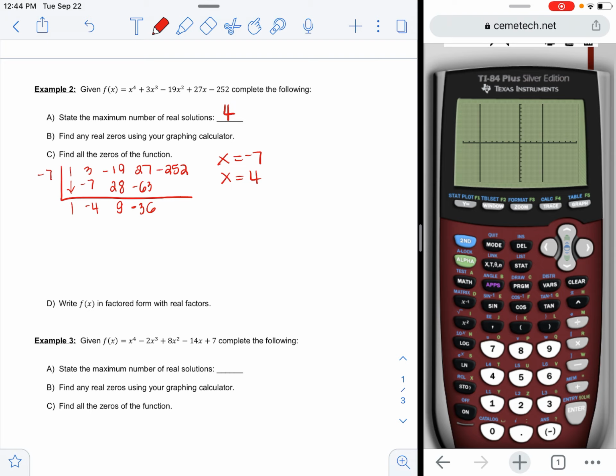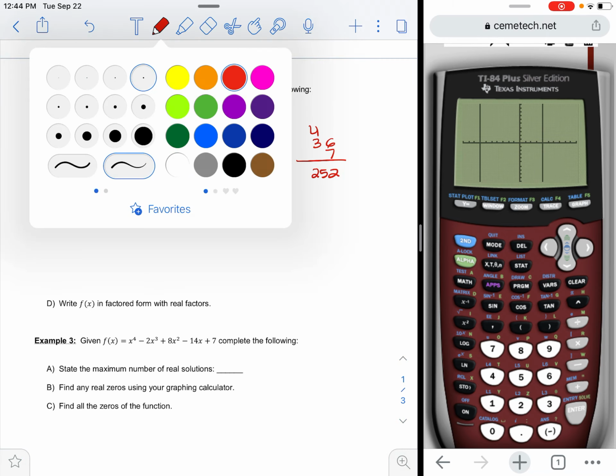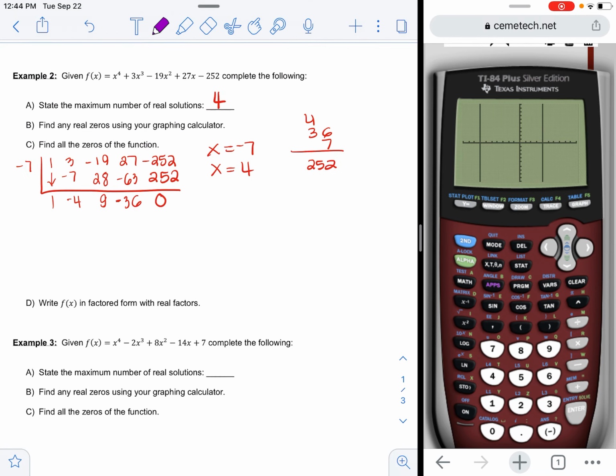I could also use this calculator right next to me. And then negative 7 times 36, I could use the calculator next to me, or I can do it off to the side. 2, carry the 4, 21 plus 4 is 25. And it's supposed to be 252, so I'm glad that it is, right? That means that negative 7 is a 0.